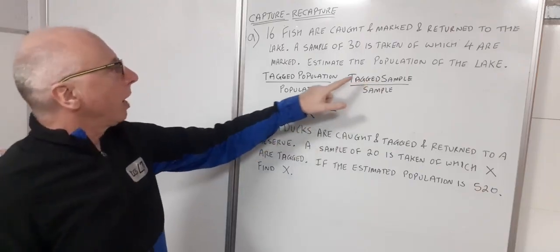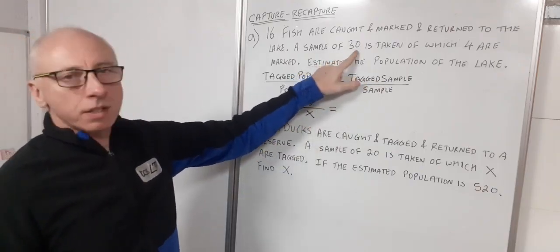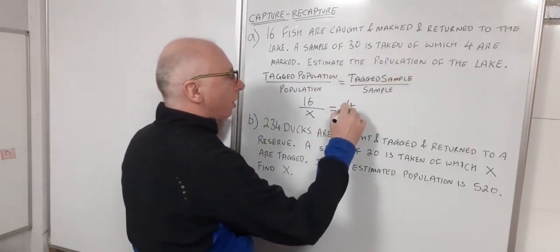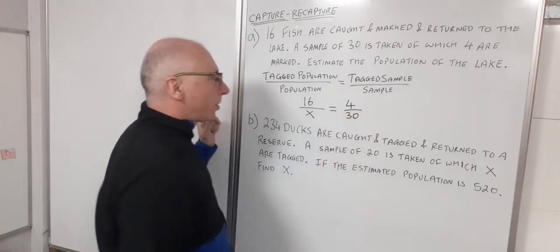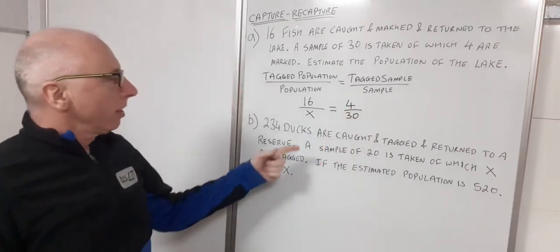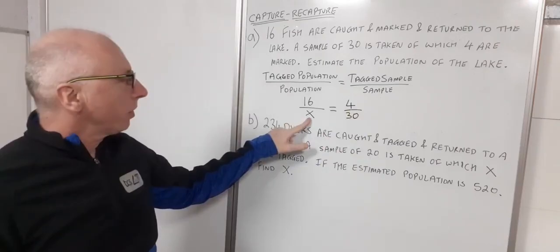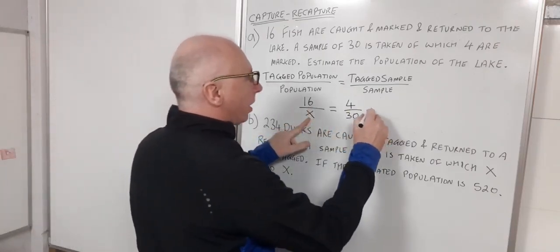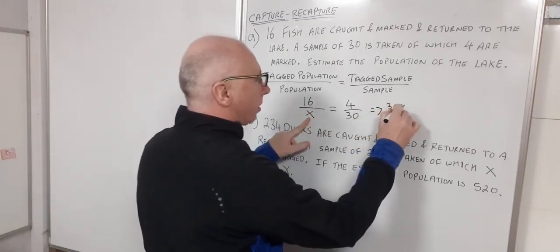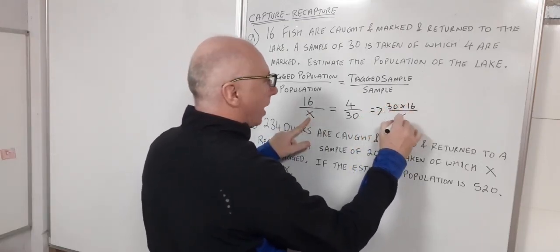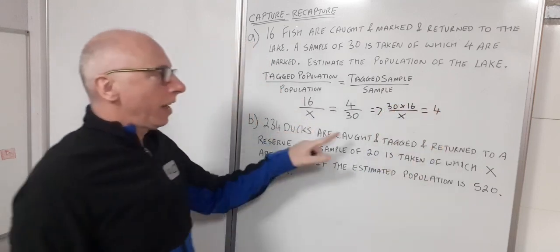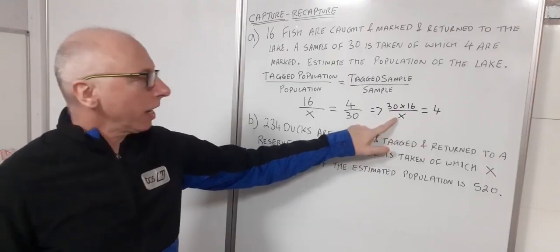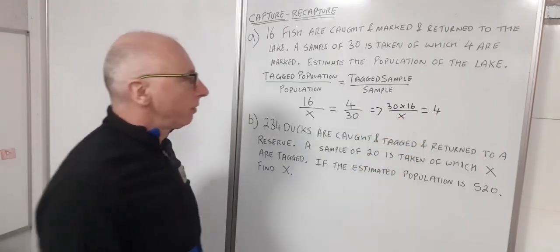So number in the sample that were tagged. So 30 is the sample, of which 4 are marked. So therefore 4 are tagged and the sample size was 30. Okay, so now we just need to solve for X and we've got our answer. So what we can do now, multiply both sides by 30. So then we got 30 times 16 over X equals 4. And then all I need to do now is divide both sides by 4 and multiply both sides by X, or just switch positions with this X and 4.